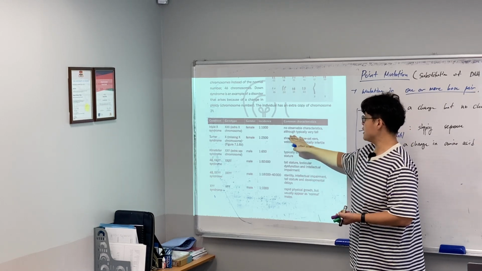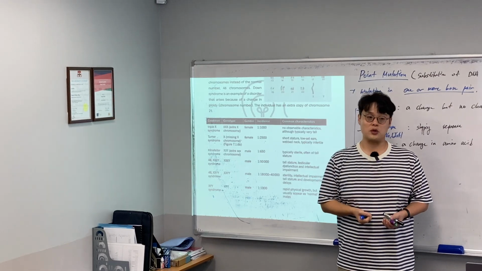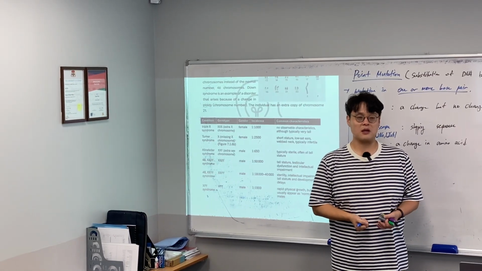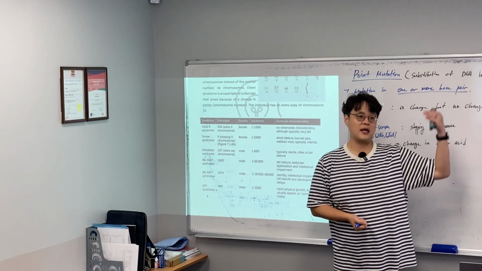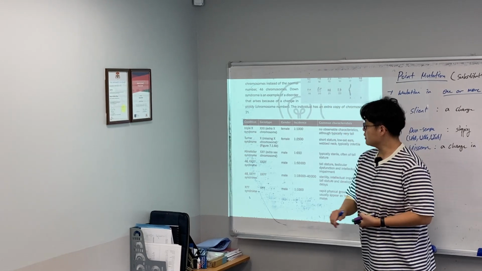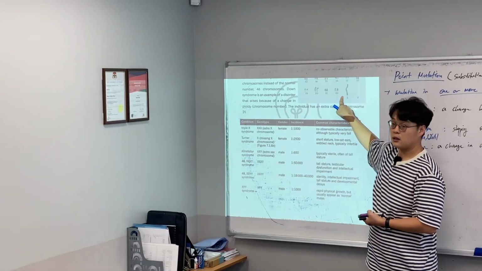So there will be basically no observable characteristic, although typically very tall too. So it may not be that significant. We may not notice that, but significantly tall, as in maybe 190 or 220 centimeters. Turner syndrome is the one where we have a missing X chromosome like this. Okay, that's Turner syndrome.